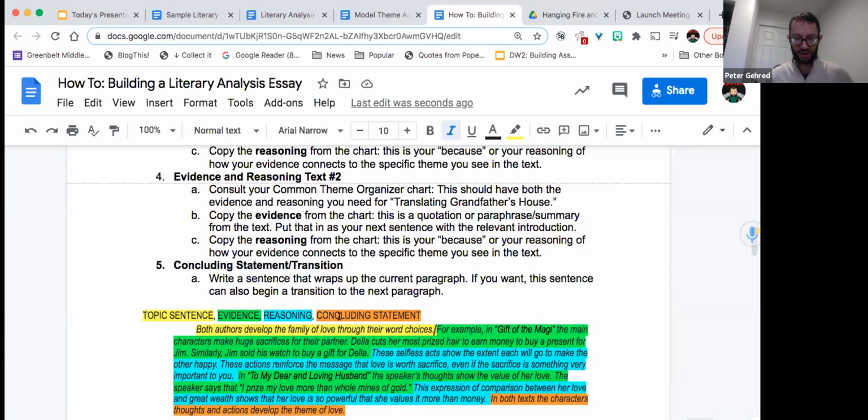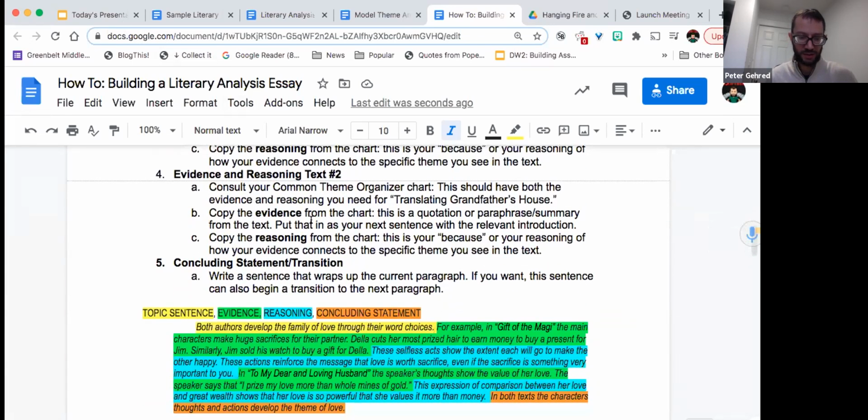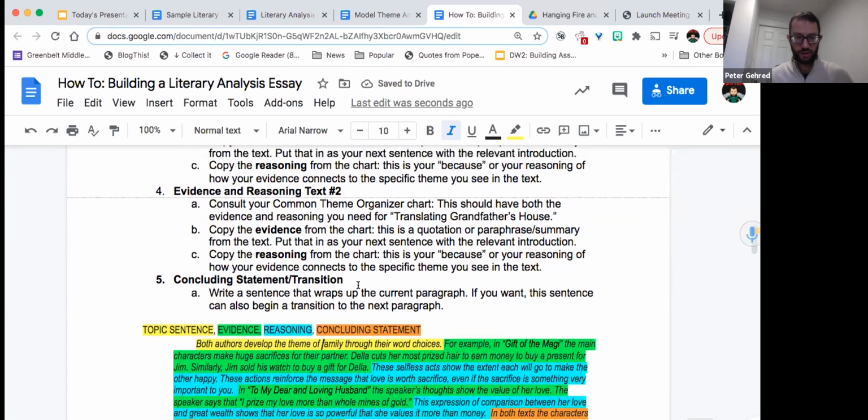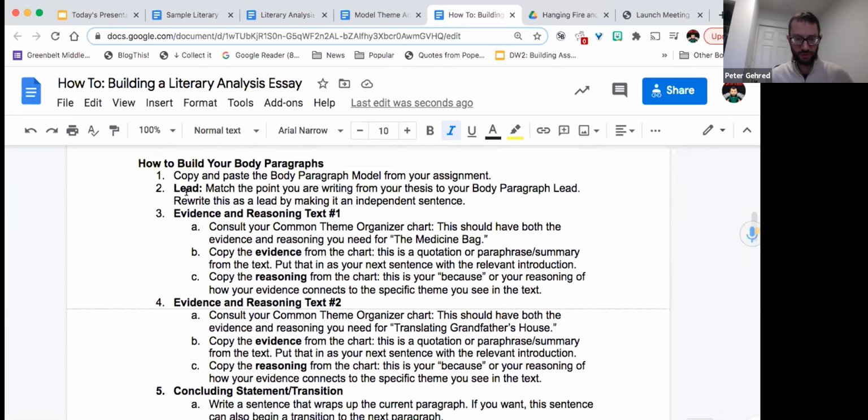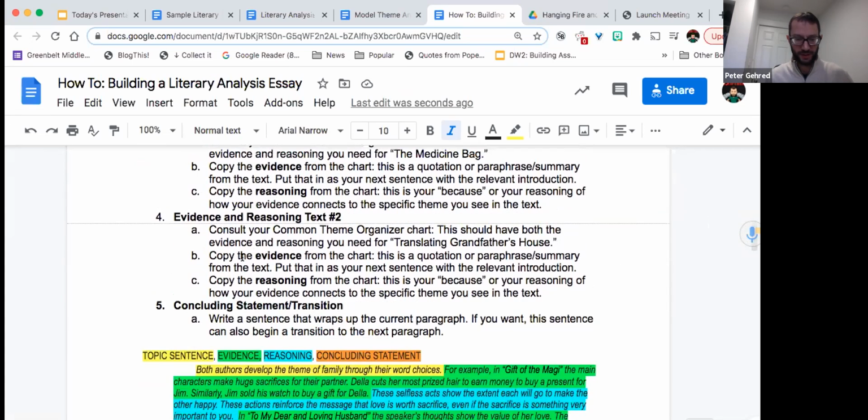So both authors developed their... boom. We have the topic sentence for that paragraph. We're going to be looking at word choices and the theme of family. You can see you need to be careful and proofread. I had left "love" in there. So both authors developed the theme of family through their word choices. Okay, so we're done with the lead, the topic sentence.